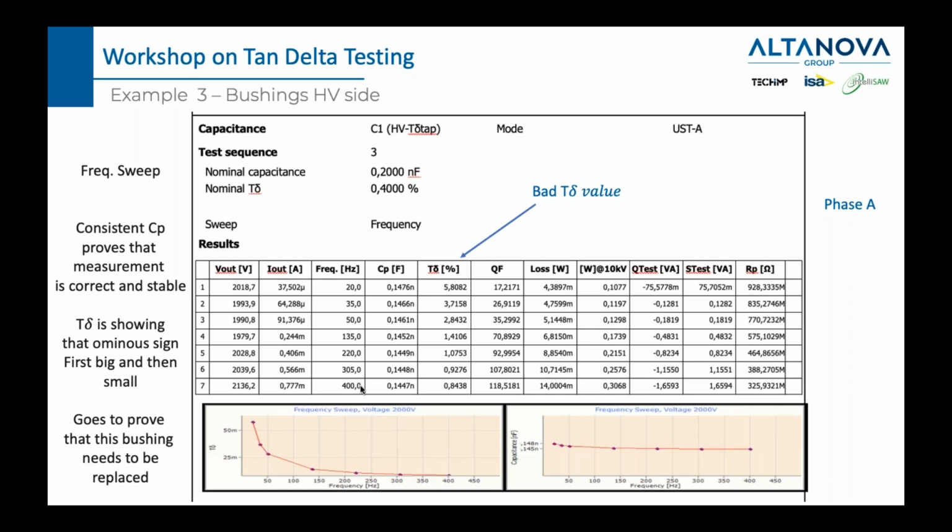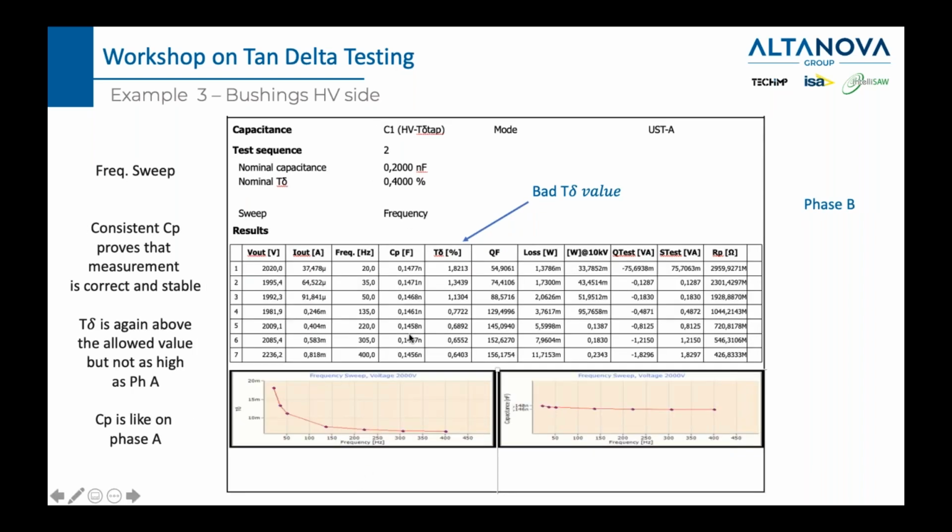And what we found out is that the value starts with 5 of tan delta and drops to 3, and then 2, then 1, and you can see how it drops right here. We get this curve, and this is the sign that something is not correct with the insulation of this particular bushing. So we went to the bushing of phase B.